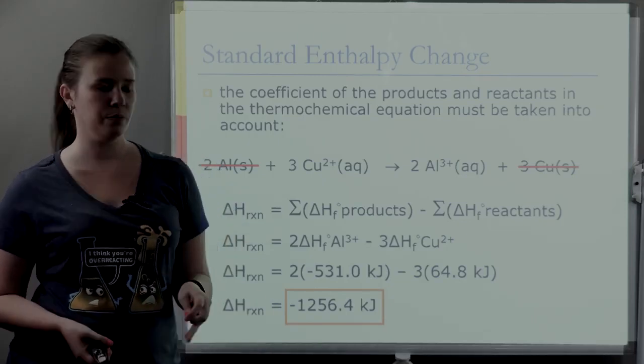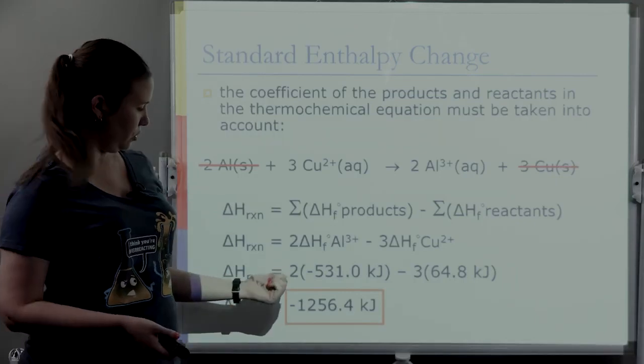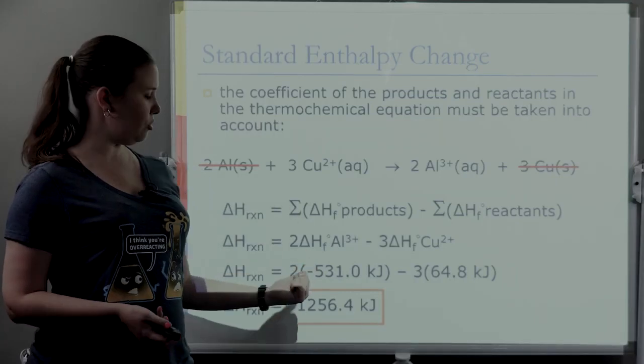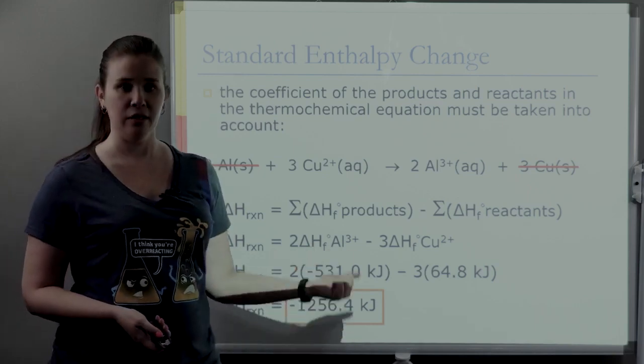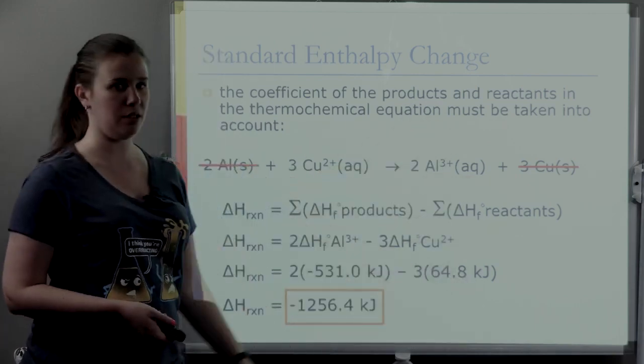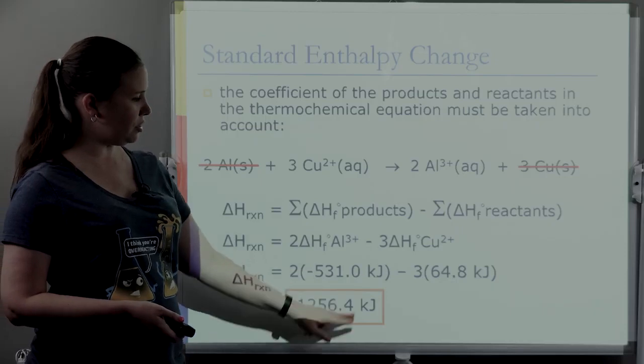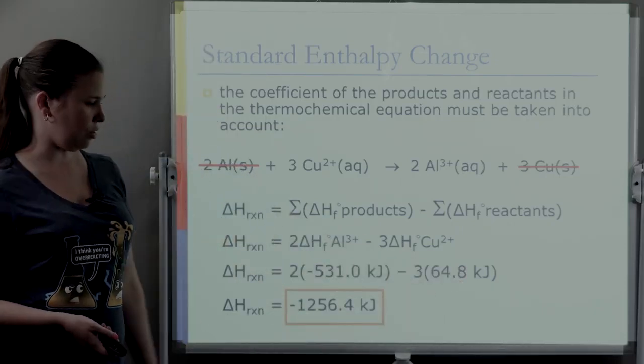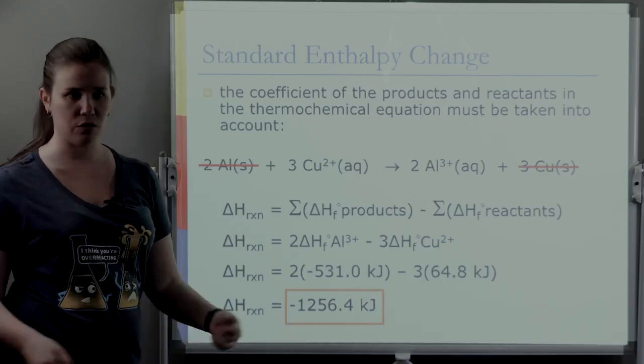1,256.4 kilojoules. Quick side note, the coefficients are exact numbers. They're not going to limit sig figs. They're essentially a shortcut of adding. This entire thing is a giant addition problem, and so you want to make sure that the decimal stays. So if each of these have 1 decimal, then my final answer should have 1 decimal. You go by least decimals for significant figures.